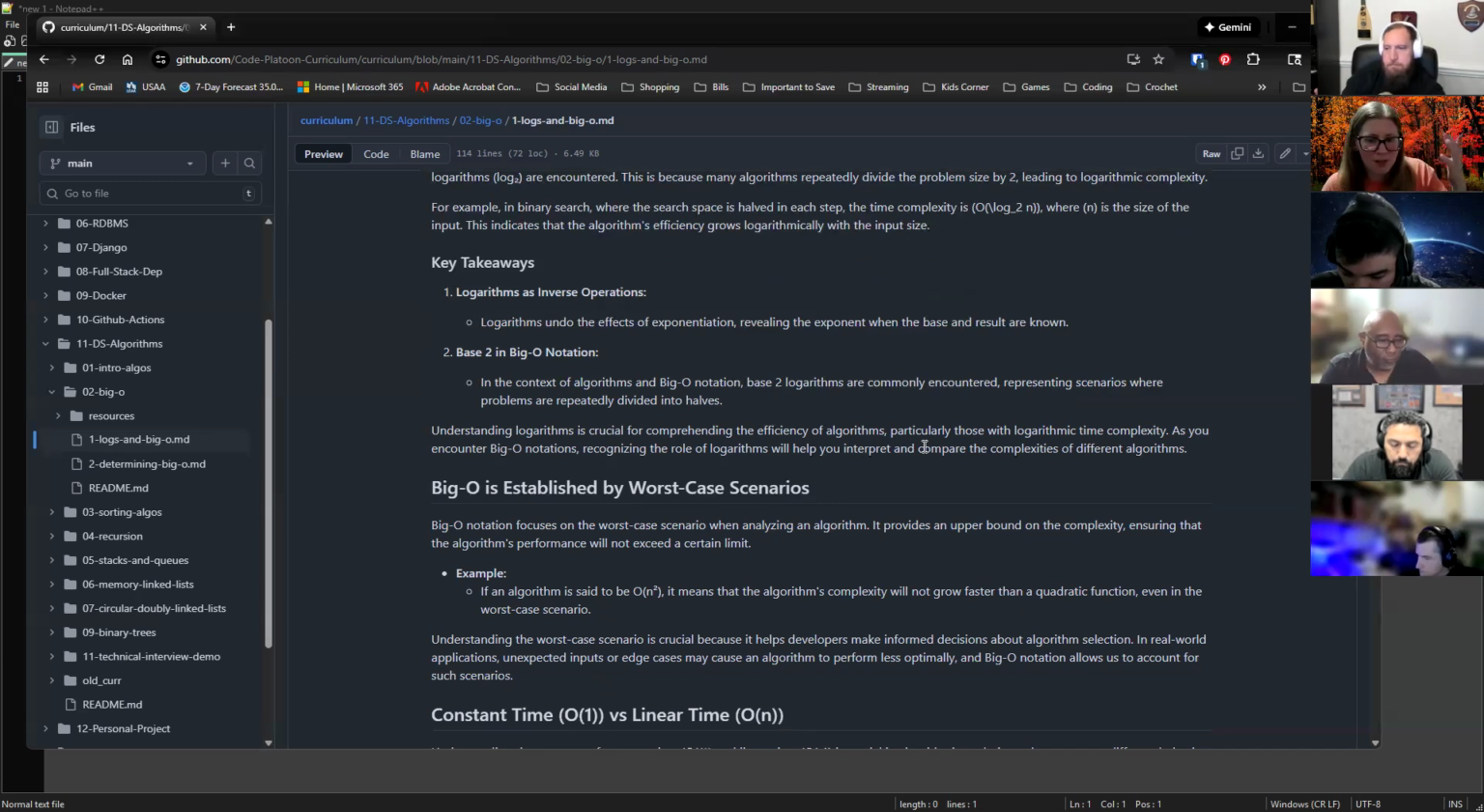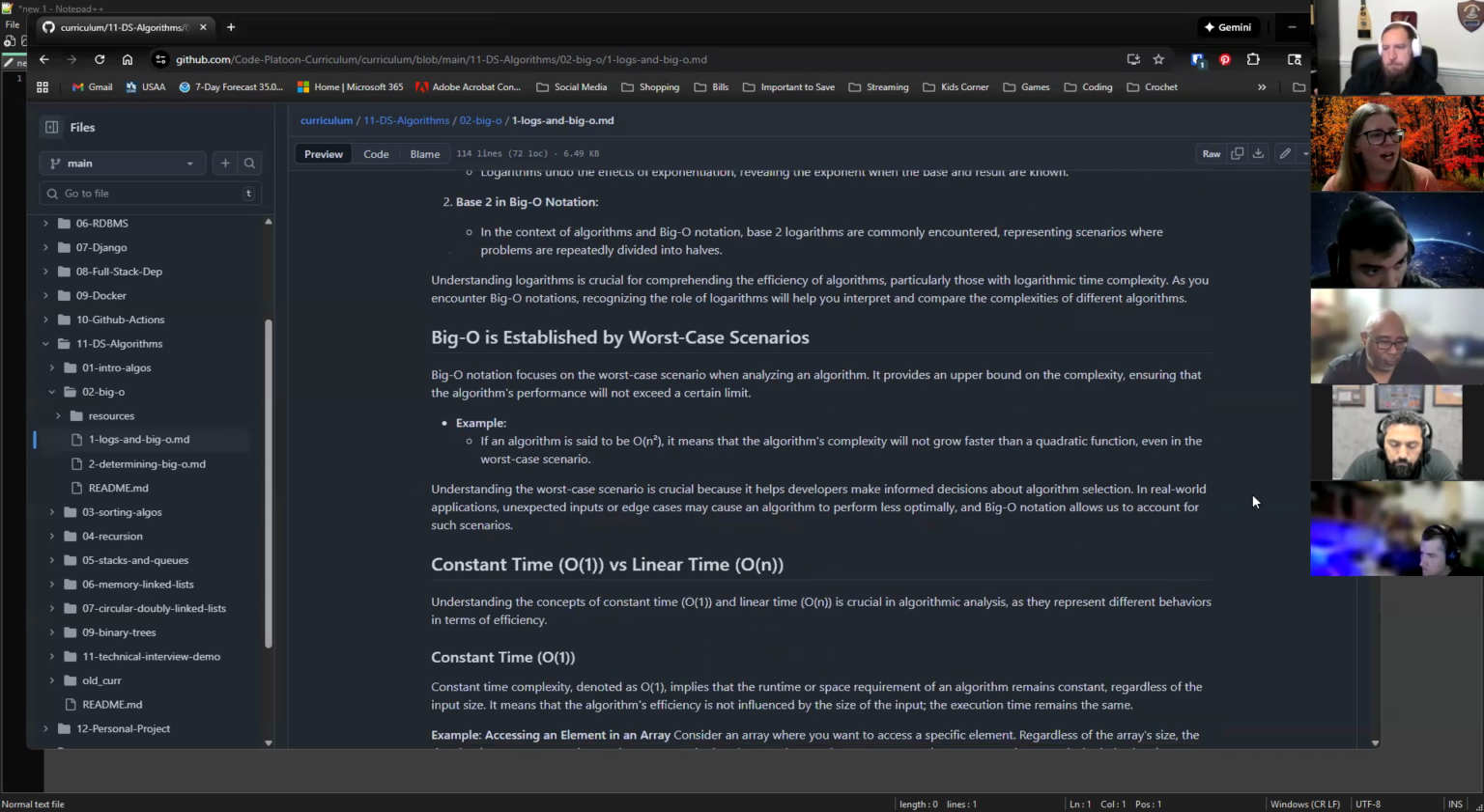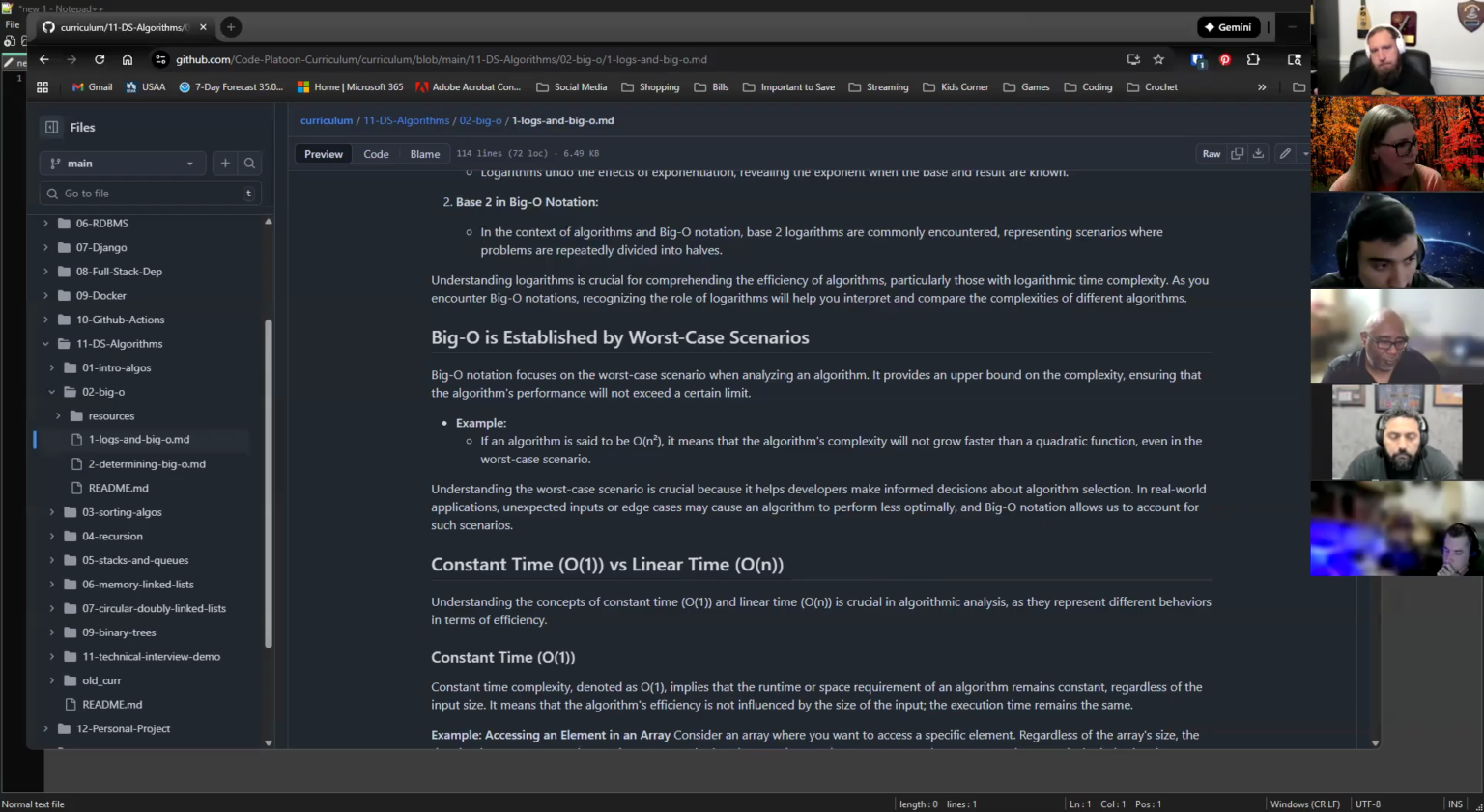Okay, so big O. Big O is established by assessing the worst case of an algorithm's performance. It's the worst case example. If an algorithm is said to be O(n) squared, it means that the algorithm's complexity will not grow faster than a quadratic function, even in the worst case scenario. Just reiterating the same thing: it's a worst case understanding of how our algorithm will perform.